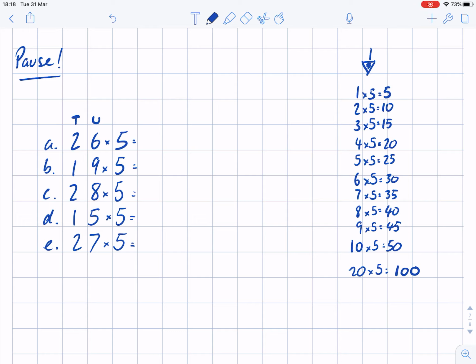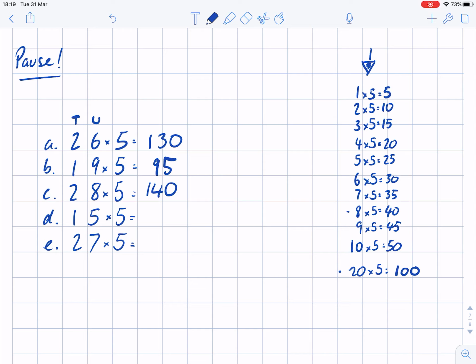Okay, fab. So we did the first one initially together, so hopefully you all got 130. Next one, 19 multiplied by 5. Well, I could, if I wanted, go straight to 20 times 5 is 100, and then take away 5 to get 19 times 5. 28 times 5, well, I need to use 20 times 5 and 8 times 5. Add them together, that's 140.